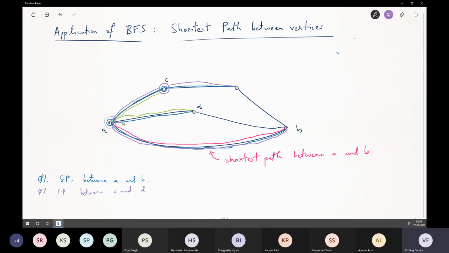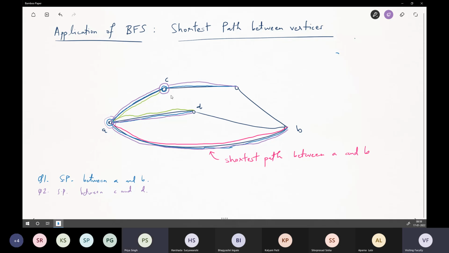I'll also cover this edge. And the BFS also stops. Okay. Once again, I've got the same spanning tree. But now, the shortest path between C and D is the path between C and D in this BFS tree, which is C to A and A to D. Exactly that path.